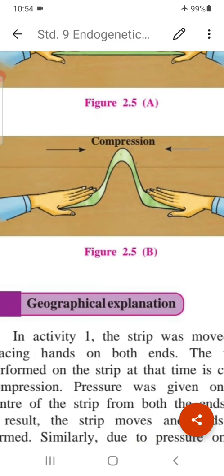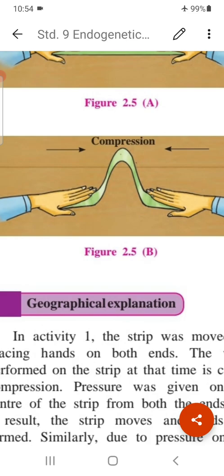That surface, and due to that pressure, what happens here? Movements are generated and folds are formed. That is the effect of the internal movements. It's not of external movements. Do remember this thing. Fine. Now next part is fold mountains.